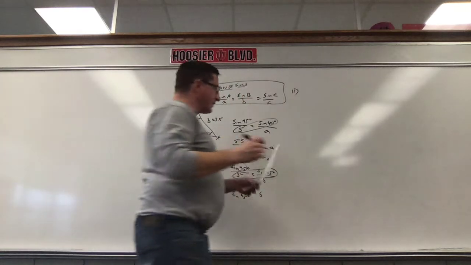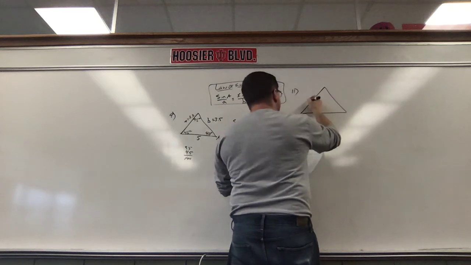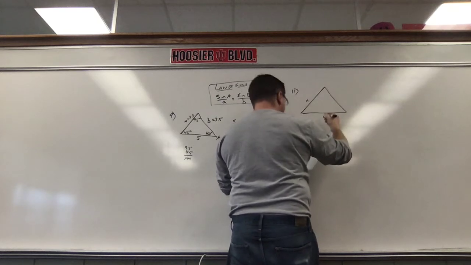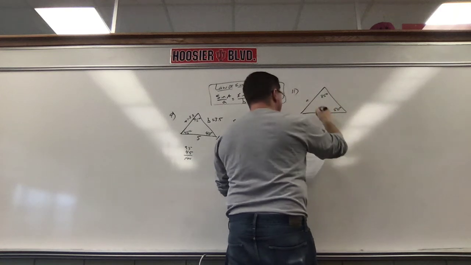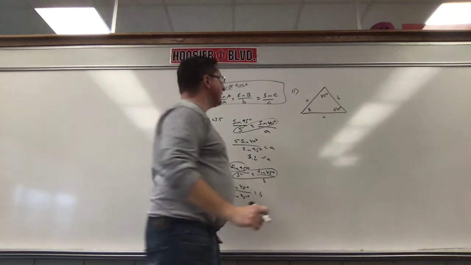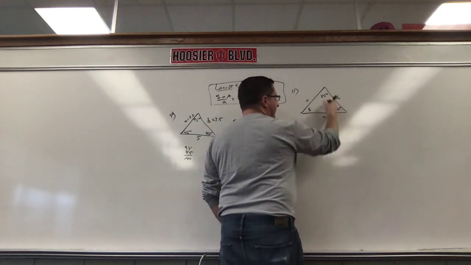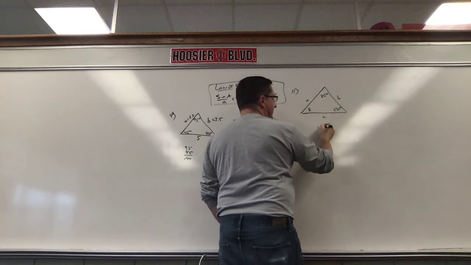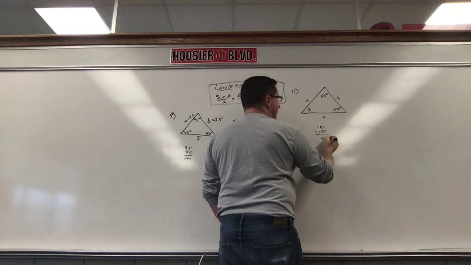Number 11. Let's draw our picture again. So we have little a, little c, 85, 50, and big B, and little b. Again, I'm going to find big B first. These two add up to 135; 85 and 50 is 135. We take 180, because the triangle is 180 degrees, minus 135 degrees. You do that, you get 45 degrees.